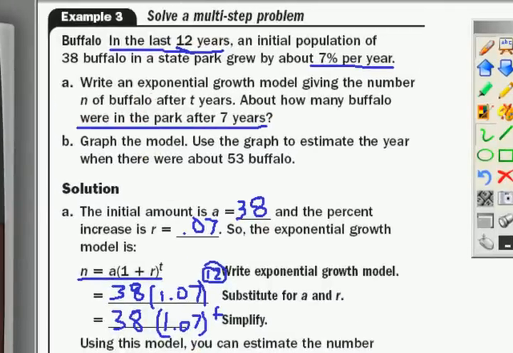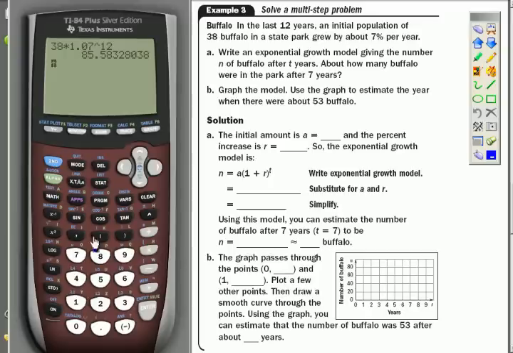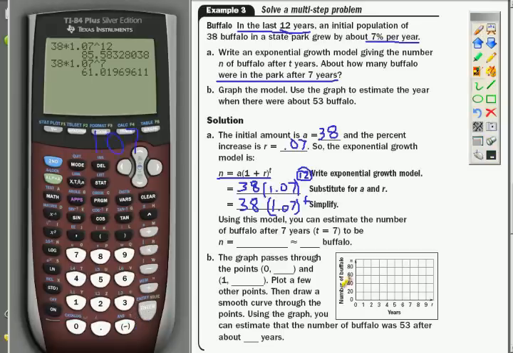So the number of buffalo that I'm going to have after 7 years is the same problem, but instead of 12, I'm going to put 7 in there. So I'm going to have 61 buffalo, approximately. So I come back over here, and I put all that together, and I have 61 buffalo.